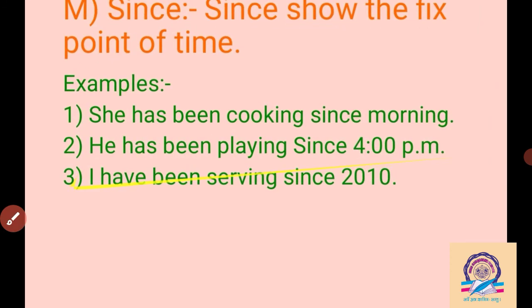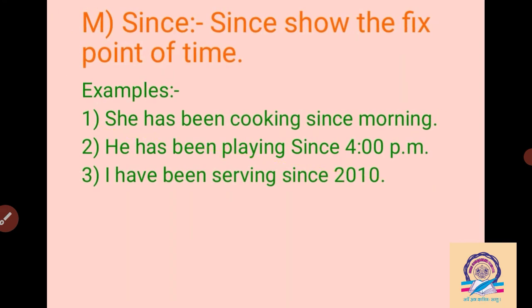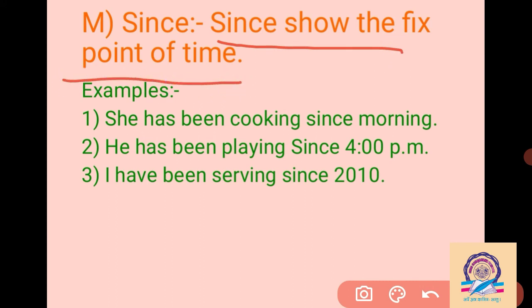Like since and for. We use here since and for. We use since for a fixed point of time. If the work started in the past and now, at the time of speaking, the work is also going on, to show this we have to use since. Like, she has been cooking since morning. Now the cooking work is also going on. She started her work since morning and now the work is continuing.